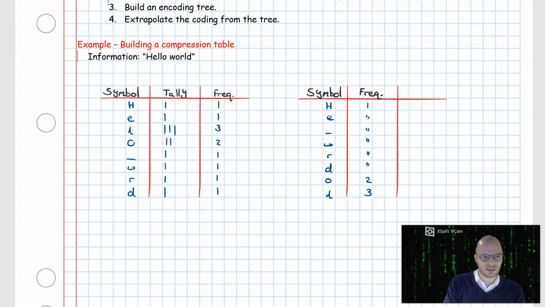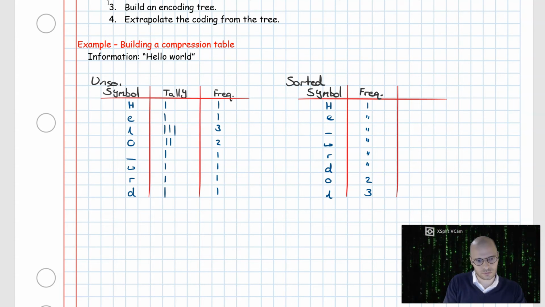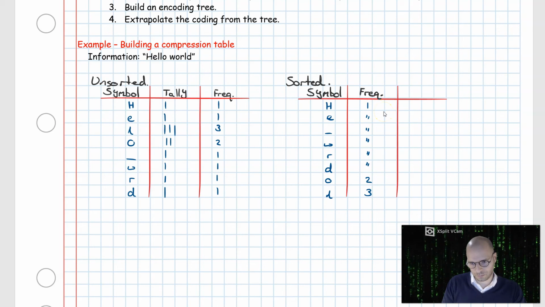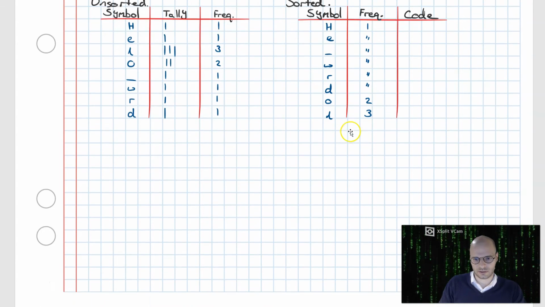So what we've got over here is our sorted symbol and frequency table. Now the third column in this table is going to refer to code. However, I'll show you how to generate that next.